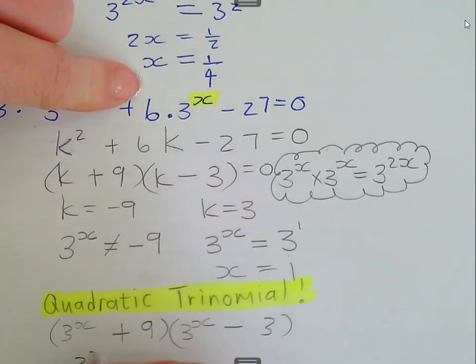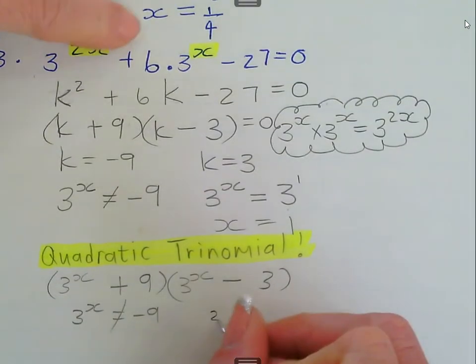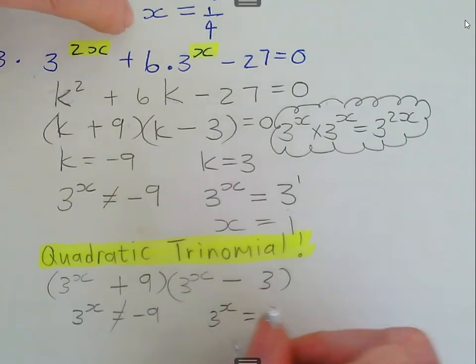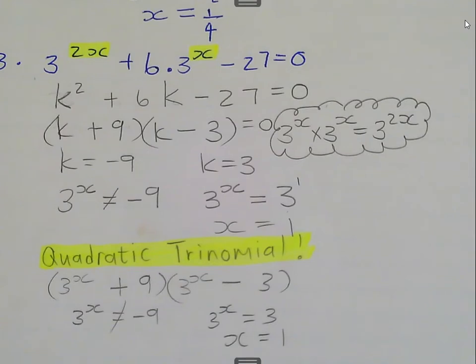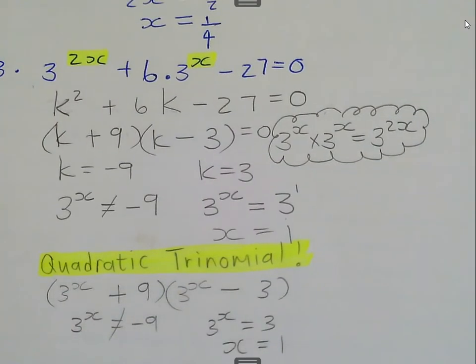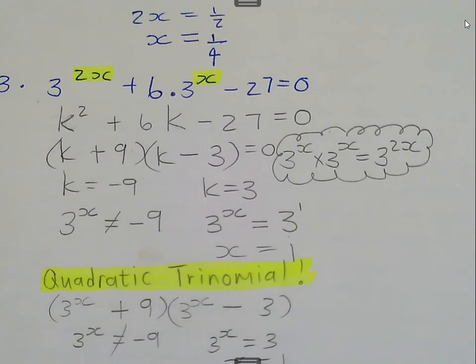So I've got 3 to the power of x equal to negative 9. That can't work. And I've got 3 to the power of x equal to 3. Yes, x is equal to 1. The learners prefer this method. It's your choice which one you prefer. There's the K method, there's the method, just a normal one without using K method.